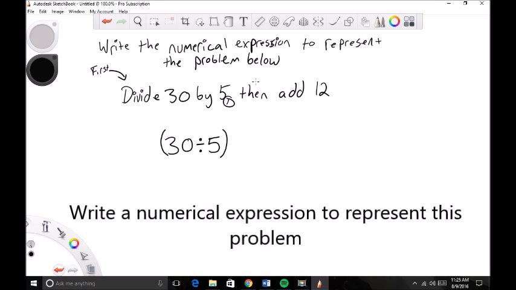Now I need to add the rest of the equation. Then add 12. So I will put the addition symbol and 12. And we're done. It didn't tell us to find the value. It didn't tell us to evaluate it. It just told us to write the numerical expression.